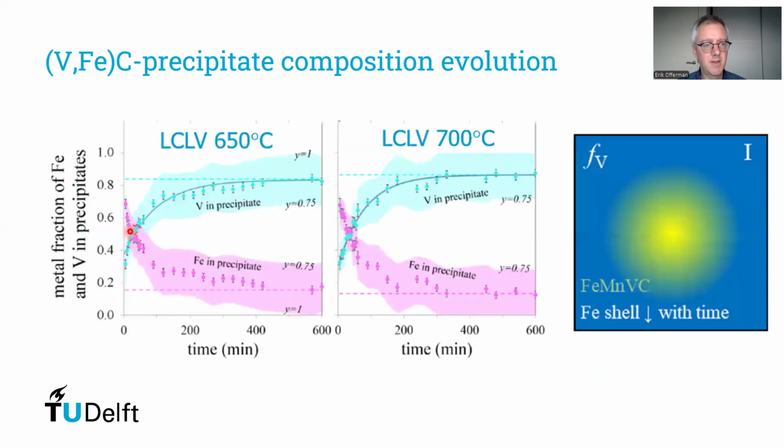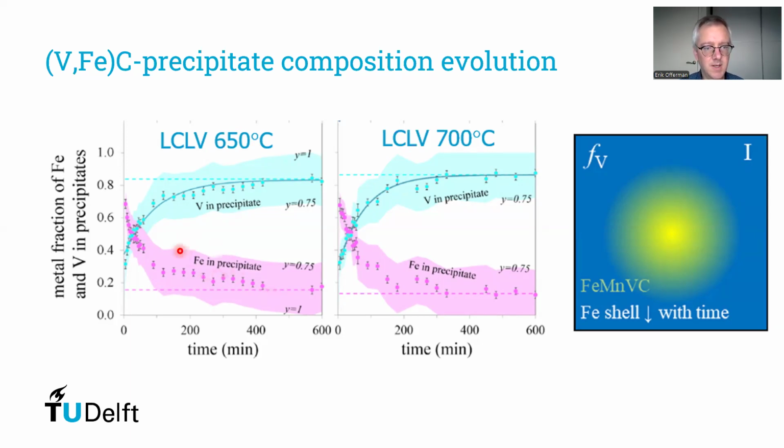And we see the same kind of thing in the SANS measurements, the small angle neutron scattering measurements, where initially the vanadium carbide precipitate turns out to be rich in iron and relatively low in vanadium. But as time goes on, the annealing time at 650, the precipitate enriches in vanadium and decreases in iron content. And this could be measured by comparing the magnetic and the nuclear contrast in SANS measurements.